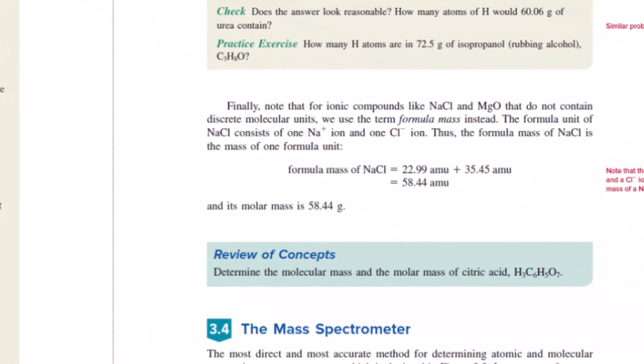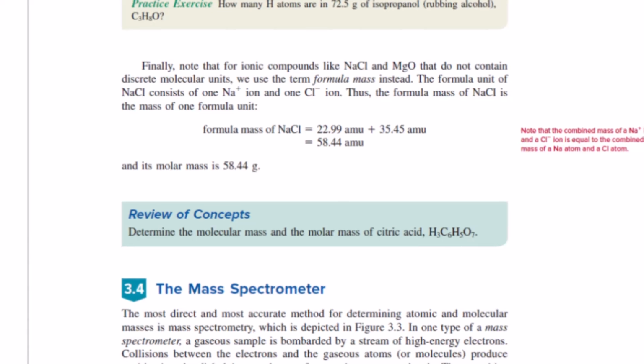Okay. Now, finally, note that for ionic compounds like sodium chloride and magnesium oxide that do not contain discrete molecular units, we use the term formula mass instead. The formula unit of NaCl consists of one Na+ ion and one Cl- ion. Thus, the formula mass of NaCl is the mass of one formula unit.